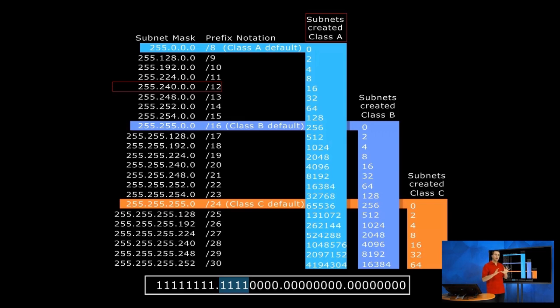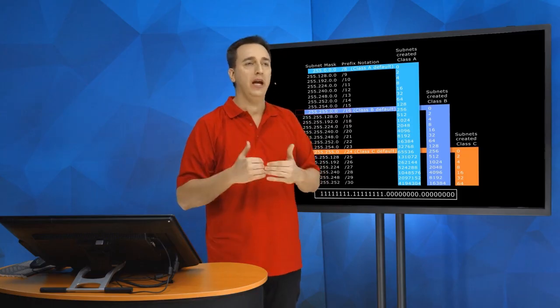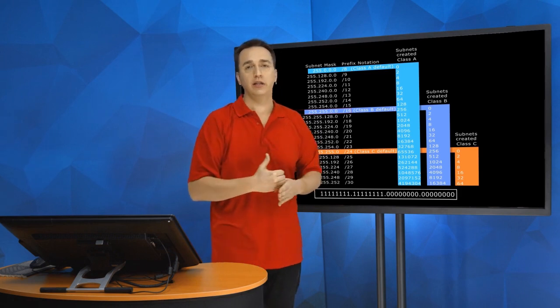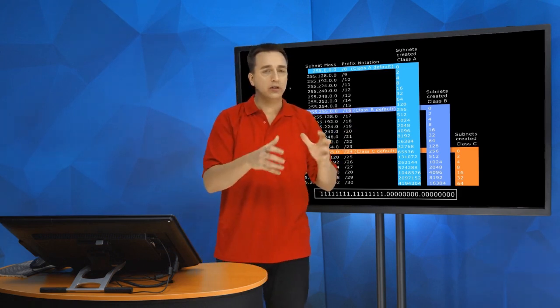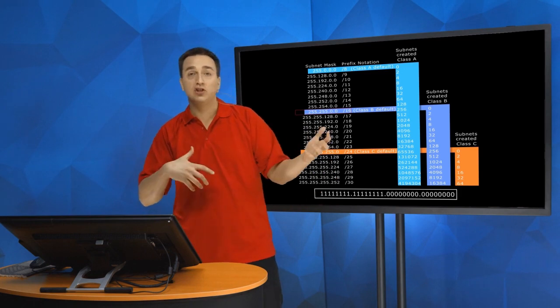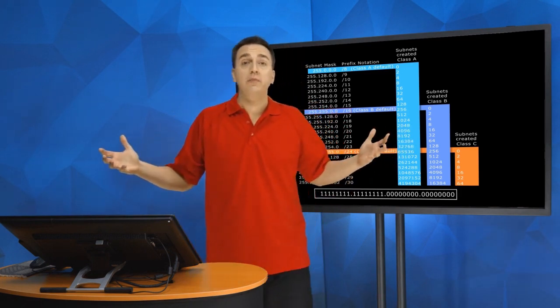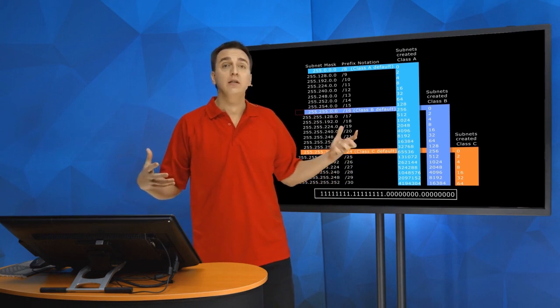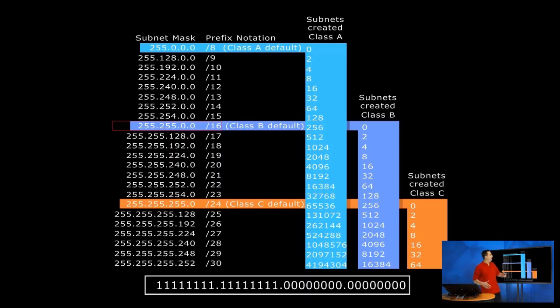Now let's go down to a slash 16. So if we were a slash 8, and now we are a slash 16. So let's say our IP address is 10.1.1.1/16 now. And what was our starting mask? It would be a slash 8 because it's the 10 network. So we are now a slash 16. How many subnets did we create? That would be 256. 256 subnets. 2 to the power of 8. 16 minus 8 is 8. 2 to the power of 8 is 256.